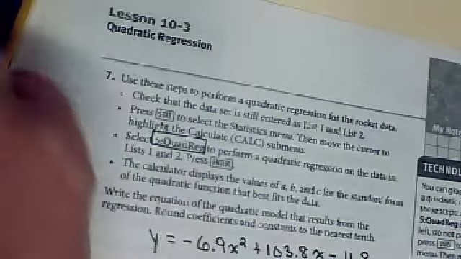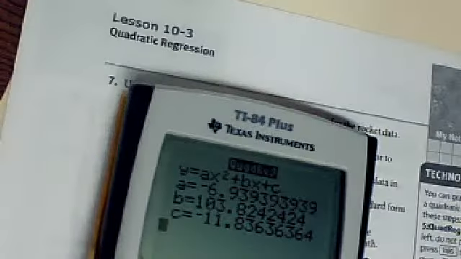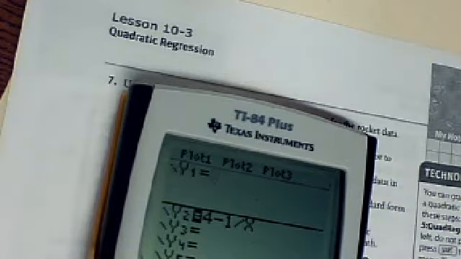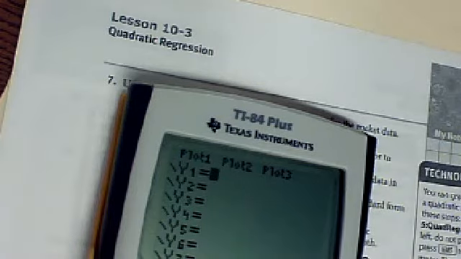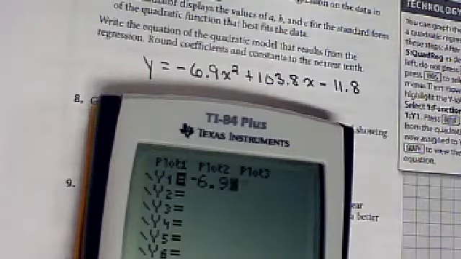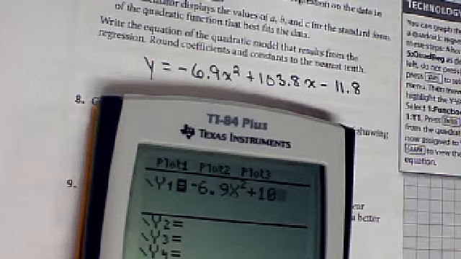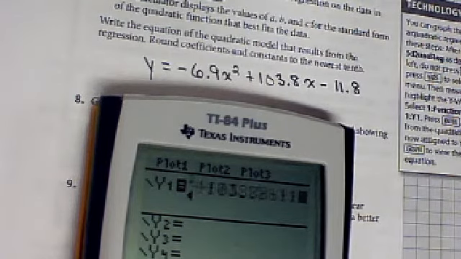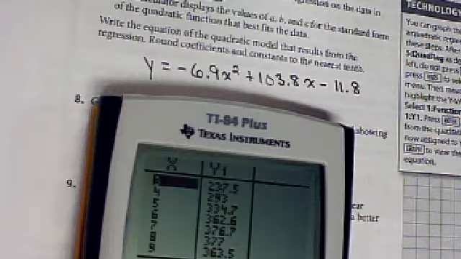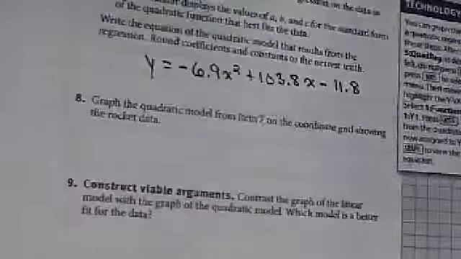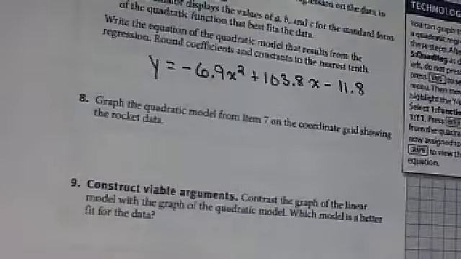So now, I can actually plug that in to my y equals, right? Negative 6.9x squared plus 103.8x minus 11.8. And we could go to the table and plot some points. So let's do that. Let's go back to our graph. And now that I've got a table of the data, I can try to plot some points. Now this one has, and I'm going to do it in a different color so we can see it clearly.